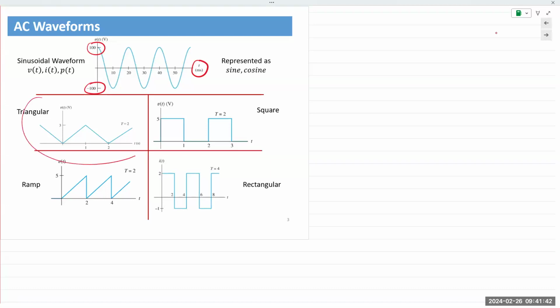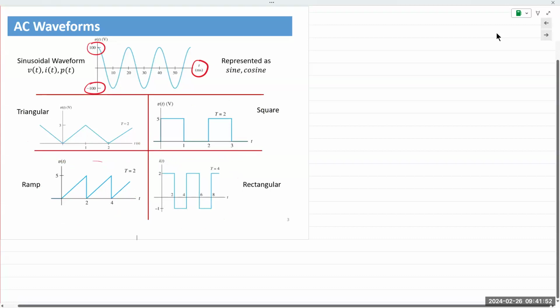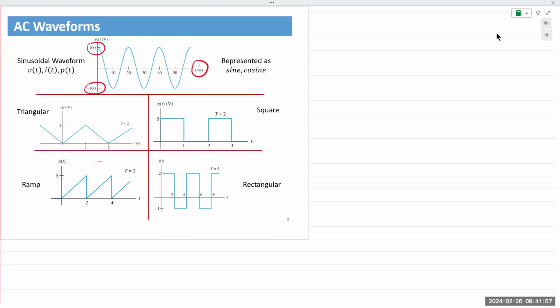Then there are triangular waves, square waves, ramp, rectangular, or pulse. All of these are just different kinds of waveforms. For the most part, this entire chapter, and actually this entire course, will deal with sinusoidal waveforms. That's the only one that we're going to look at. There's mathematical theory that you can take any periodic waveform, any repeating waveform, and represent it as a sinusoidal function. So they're all sinusoidal in nature.